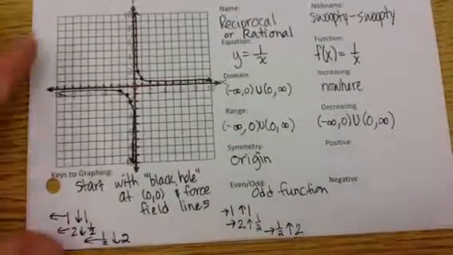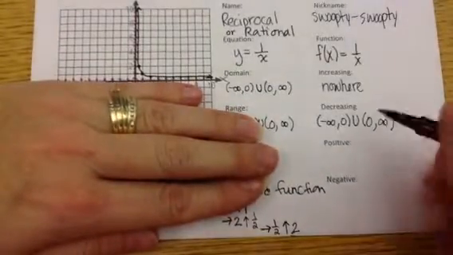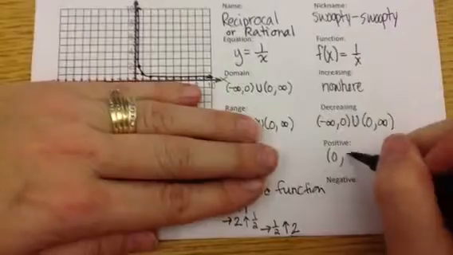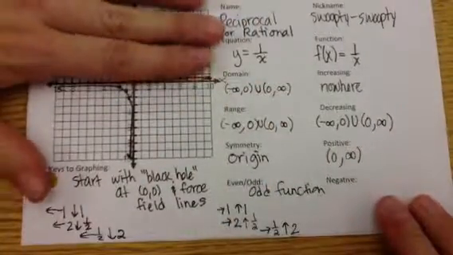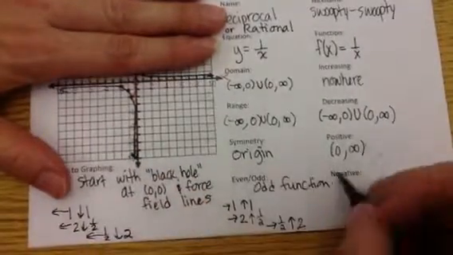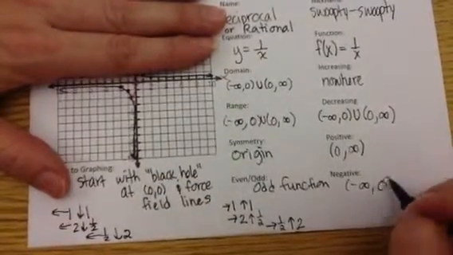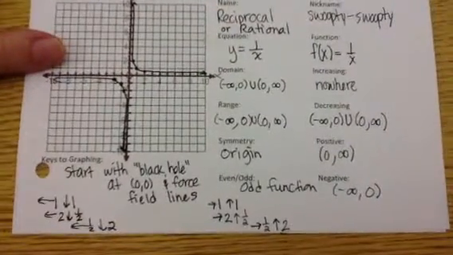Where is this graph above the x-axis? Cover up below, and we get it's above the x-axis from 0 to infinity. And below the x-axis, it will be below the x-axis from -infinity to 0. That is the last parent function that we have.